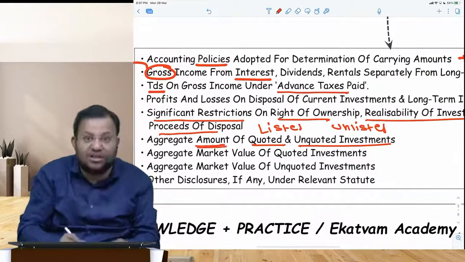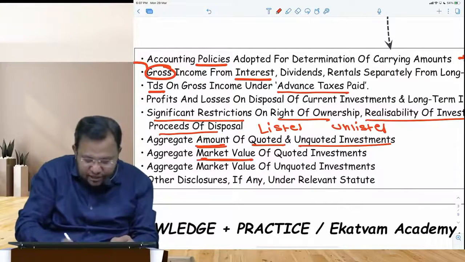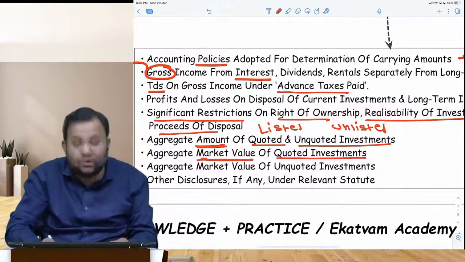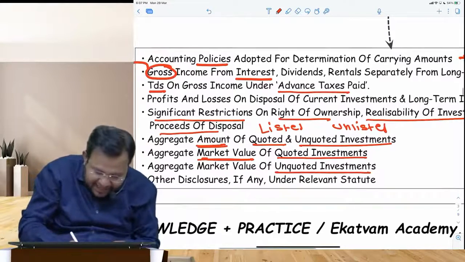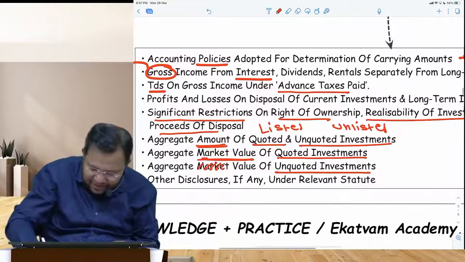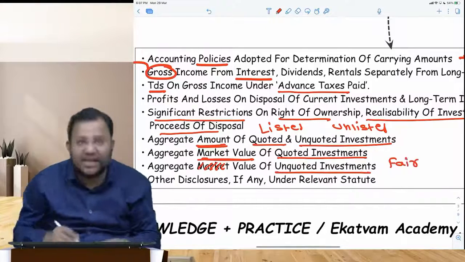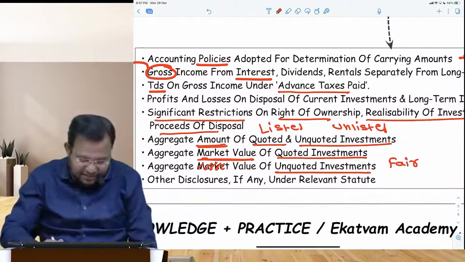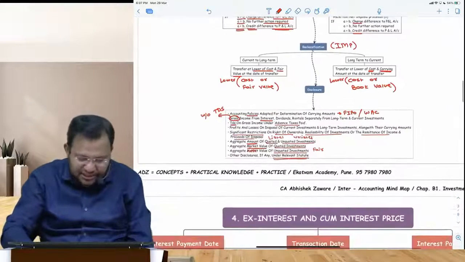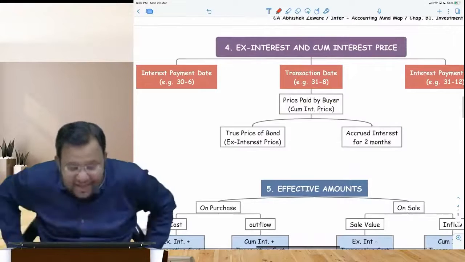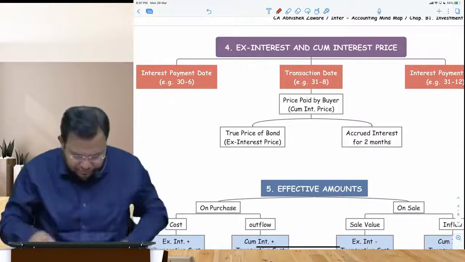Aggregate amount मतलब ये cost का breakup रहेगा. फिर आपको market value का भी breakup देना पड़ेगा only for quoted investment. For unquoted investment you have aggregate fair value rather than the market value. The word used should be fair value for unquoted investment. Any other disclosure required by some law, then you should give that particular disclosure. This is what AS 13 talks about.